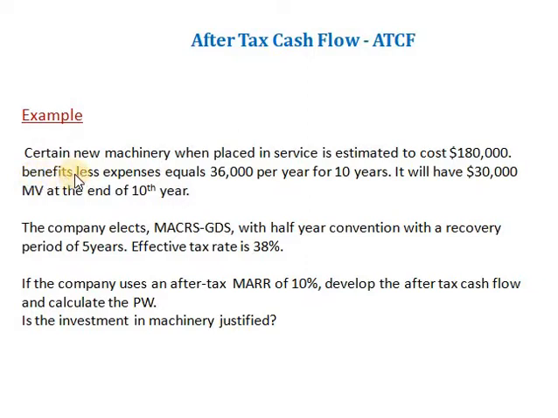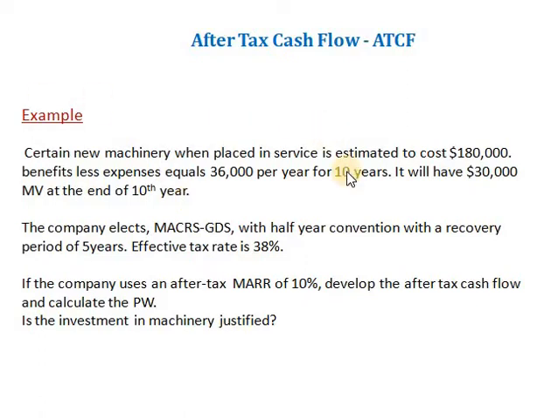You see, benefits less expenses is $36,000 per year for 10 years. What am I saying? Benefits less expenses. So as if I'm getting revenues minus expenses, and the final answer of this subtraction was equal to 36,000. So I have a positive annuity of 36,000 per year for 10 years. Then I will have $30,000 market value at the end of the 10th year.